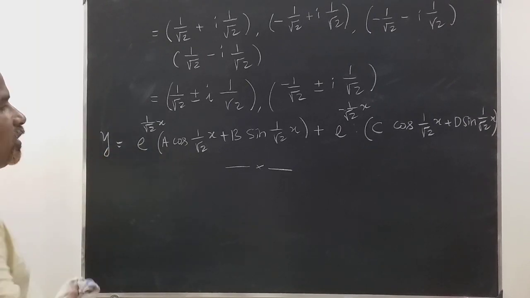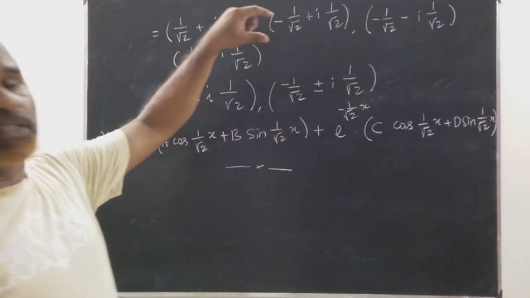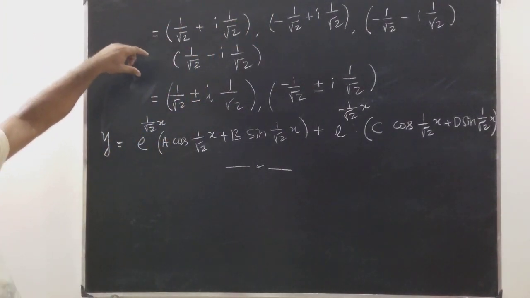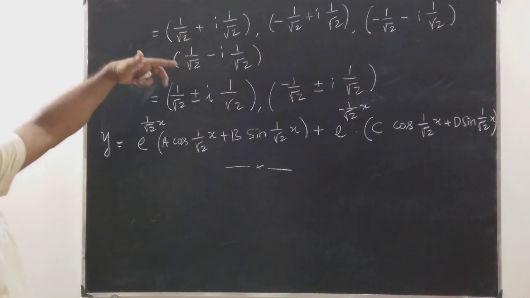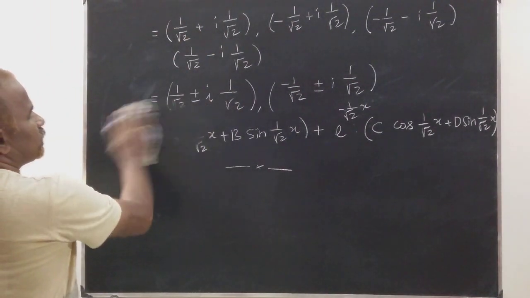Okay. So therefore we have to solve the auxiliary equation. So here D power 4 plus 1 is equal to 0. We will not factorize actually. By using De Moivre's theorem we will do it. Okay.